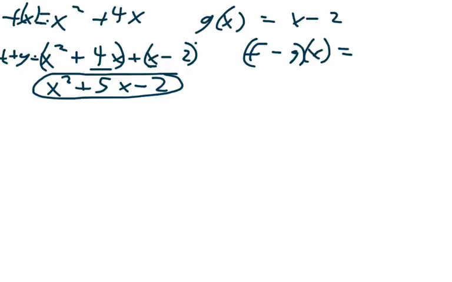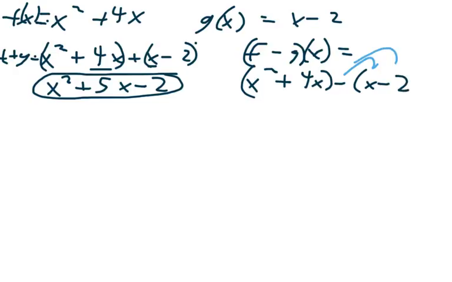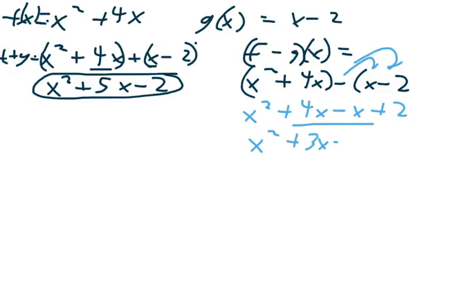If we subtract, we have x squared plus 4x minus x minus 2. It's always a good idea to distribute this negative sign so you don't make an easy mistake. So we have x squared plus 4x minus x plus 2. Those in the middle combine, so we get x squared plus 3x plus 2.